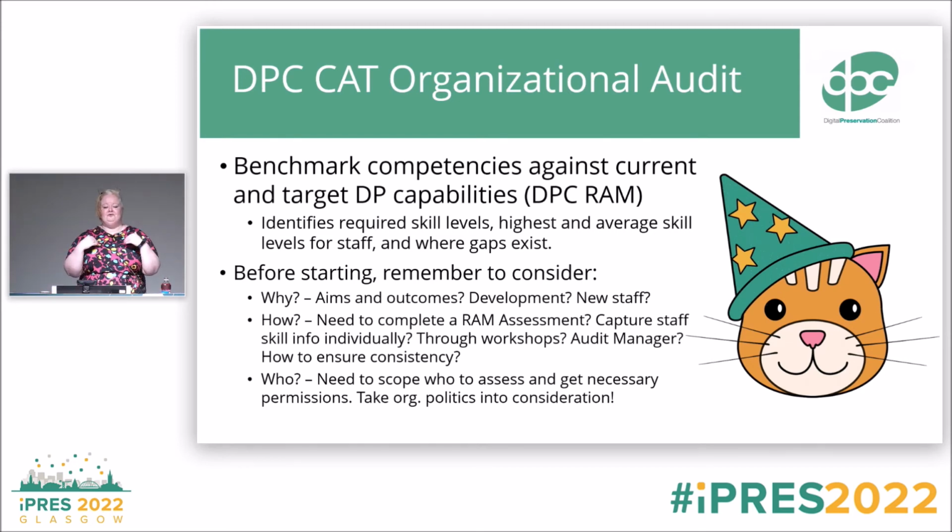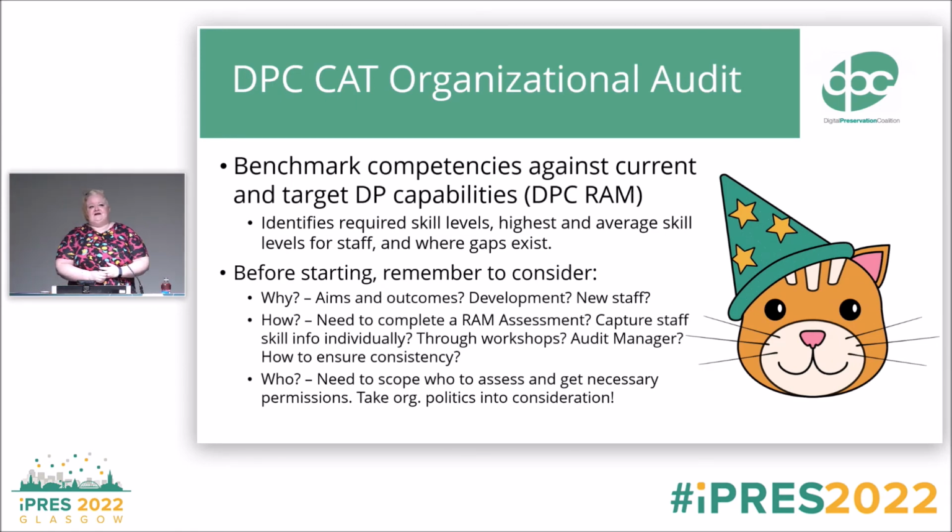So basically what you're looking to do is input your RAM scores. It's going to tell you what skill levels you need for each of the skill elements to be able to support both your current capabilities and your target capabilities. And then it's going to give you a report as to whether you are meeting those targets at the moment or you have those skill levels in place.